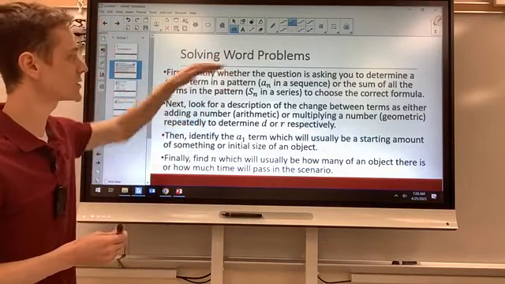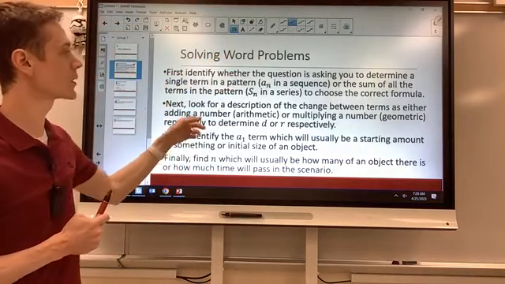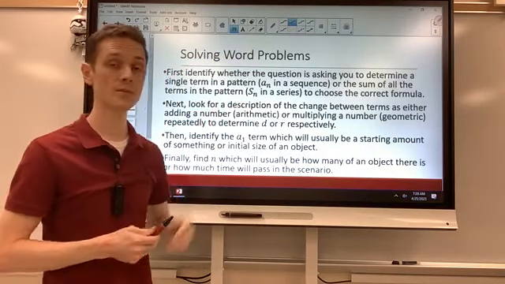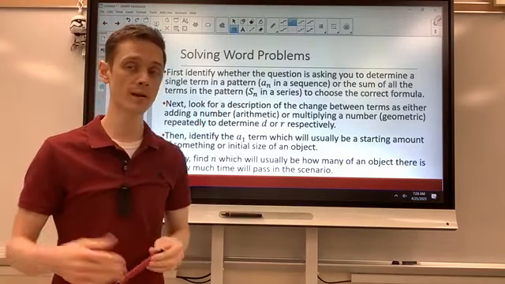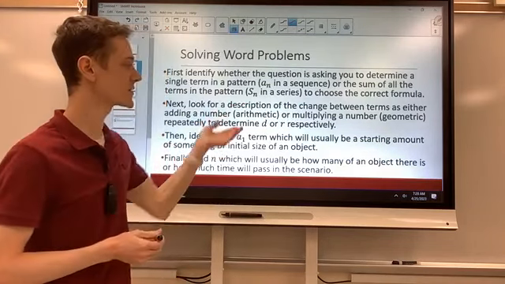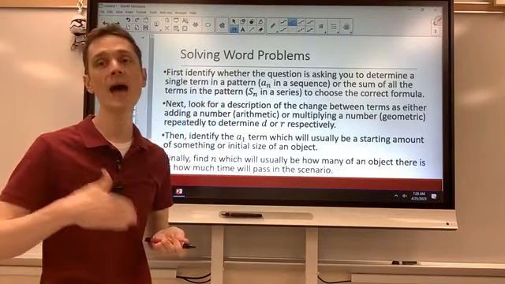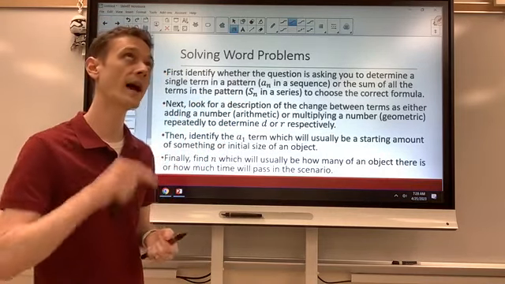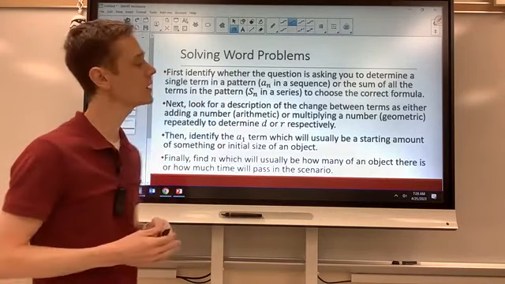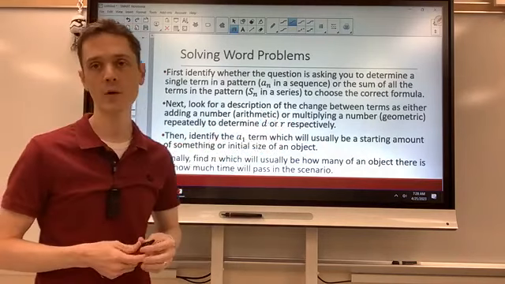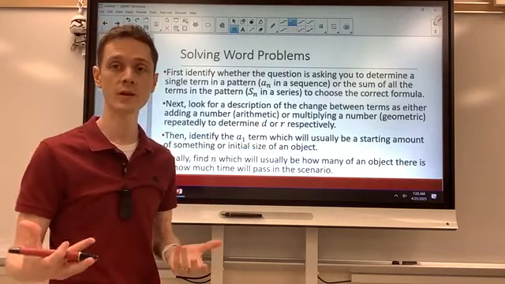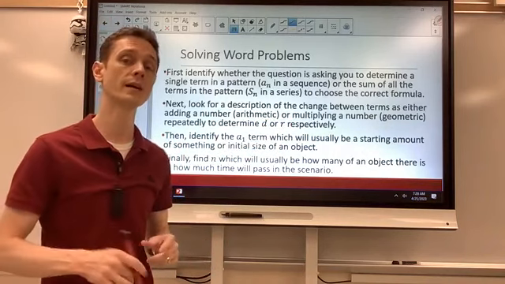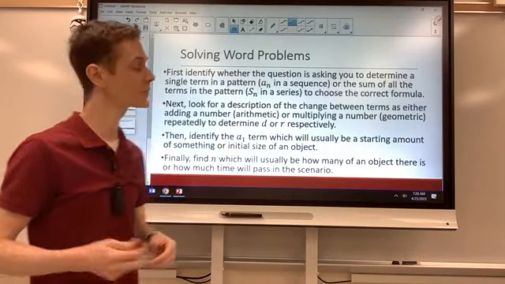Next, after identifying whether it's an A sub n or S sub n formula, you would want to look at whether they're describing a change in terms as adding a number from one term to the next, or multiplying by a number from one term to the next. Common examples for the arithmetic sequence would be adding a number of seats to each row in a theater. For a geometric one, that would be something like how your salary is affected when you get, say, a 5% raise year after year after year. You're multiplying by 1.05 if you're getting a 5% raise.